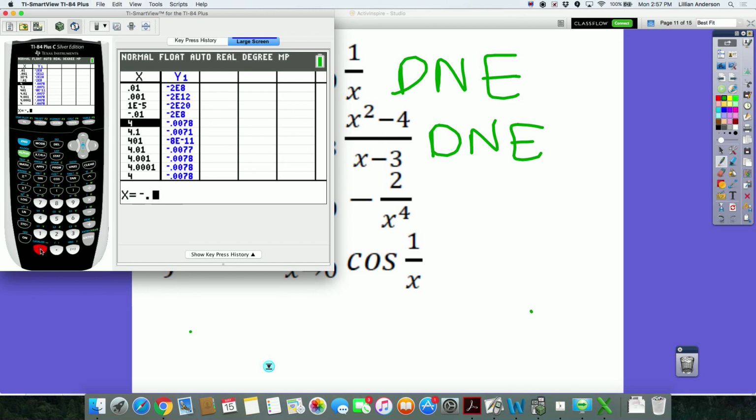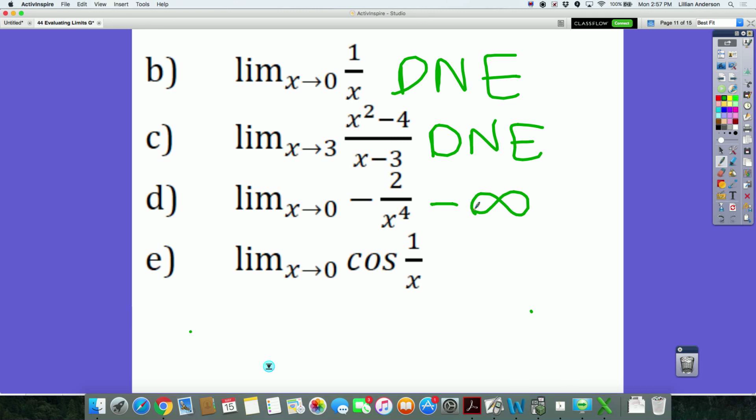0.01, negative 0.001. Again, negative 2 with 8 zeros, negative 2 with 12 zeros, negative 2 with 16 zeros. That is approaching negative infinity, because it's approaching from both sides.